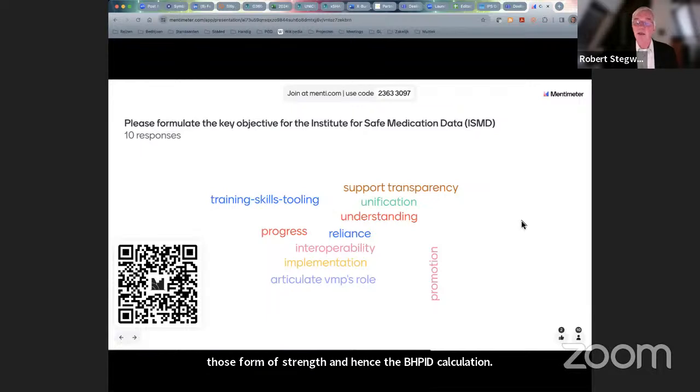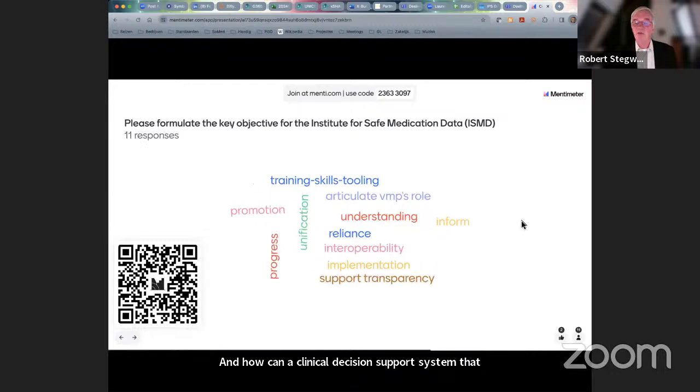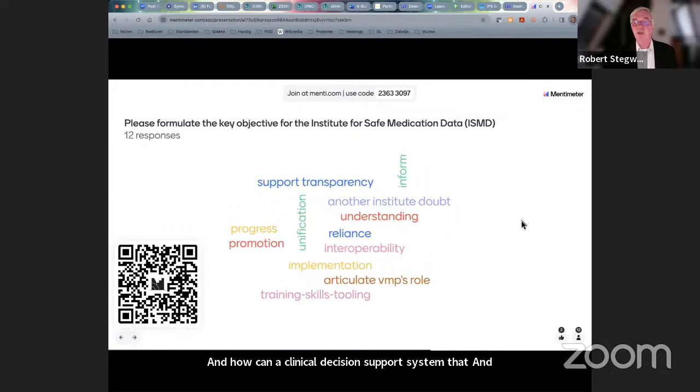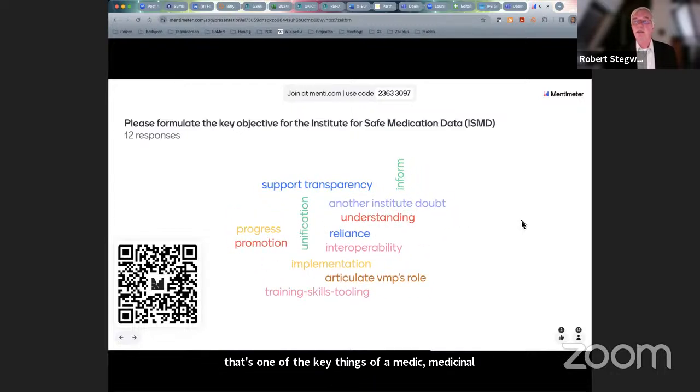And how can a clinical decision support system, which is one of the key things of a medicinal product dictionary, add knowledge that's not part of the regulatory process, but is very relevant for the clinical context? So those are definitely topics that are definitely relevant.